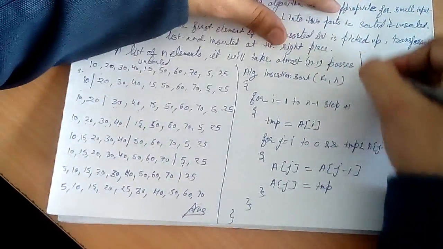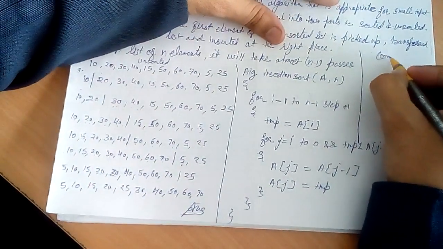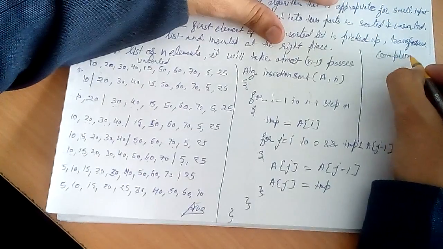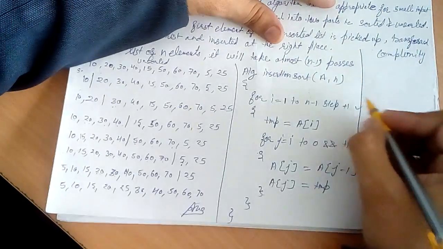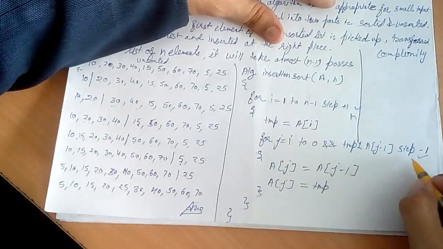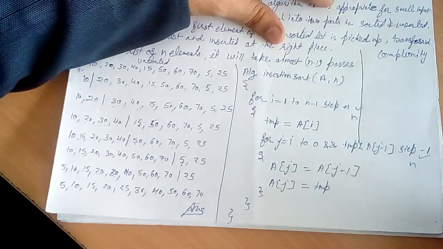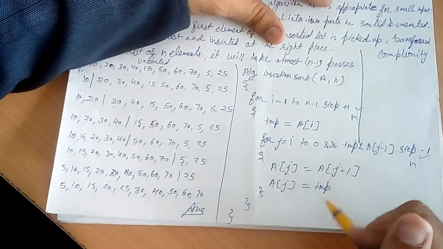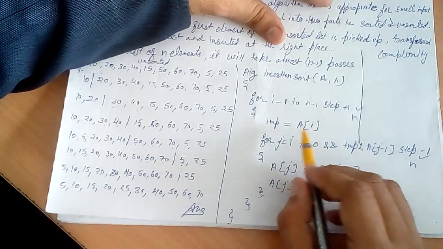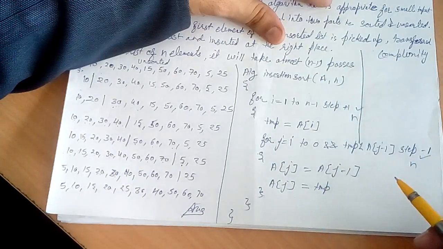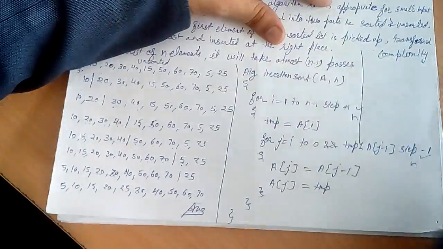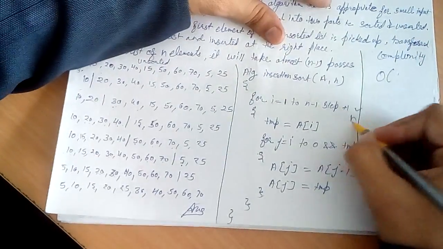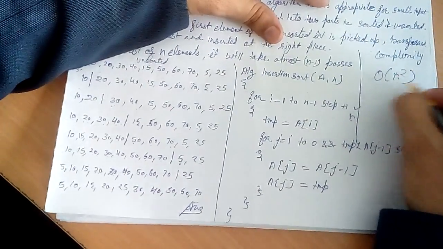Now we will see the complexity of it. Complexity, you can see two loops are there, okay. If we take any steps in this, and if we take any steps in this, okay, and comparisons are also there. Assignments, comparisons, assignments are there. So the complexity for the insertion sort will be n into n, that is n square, okay.